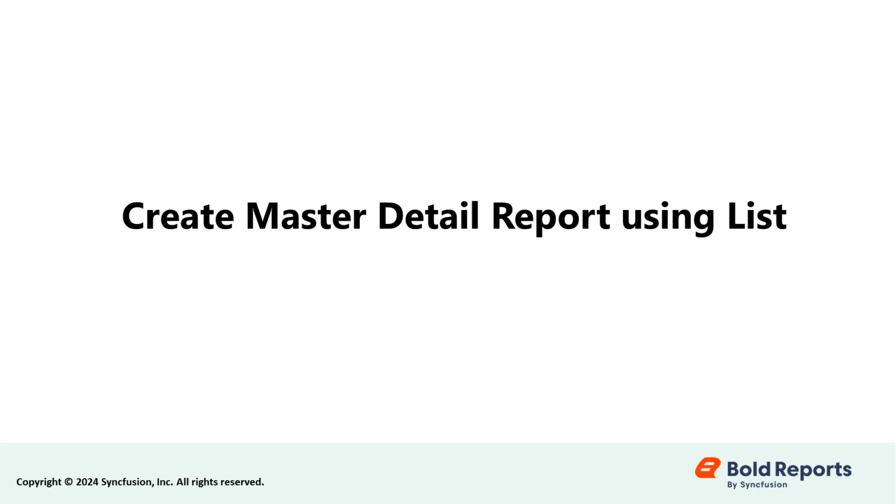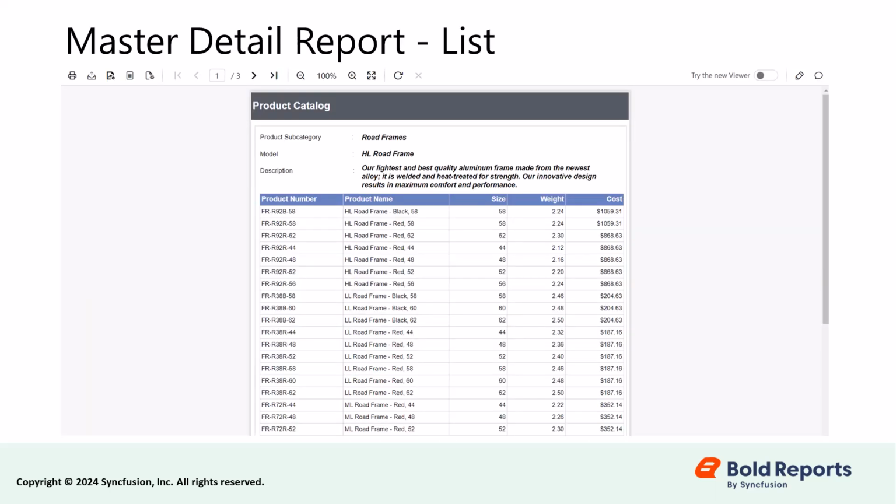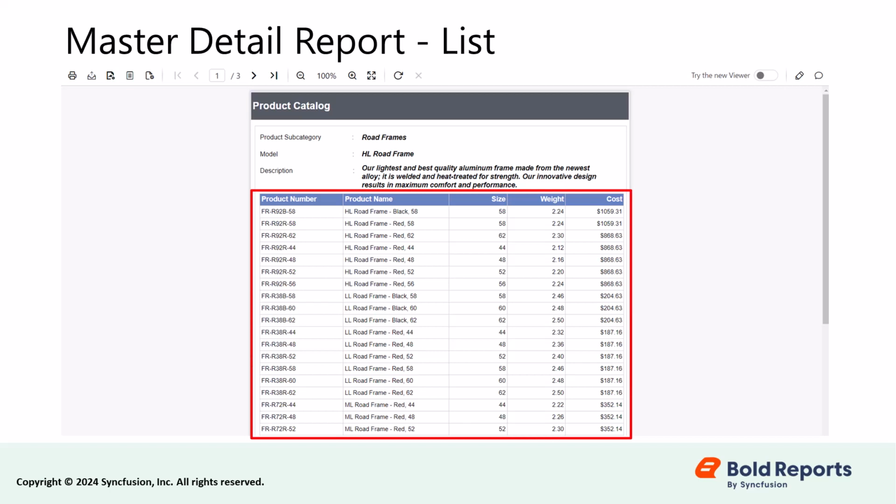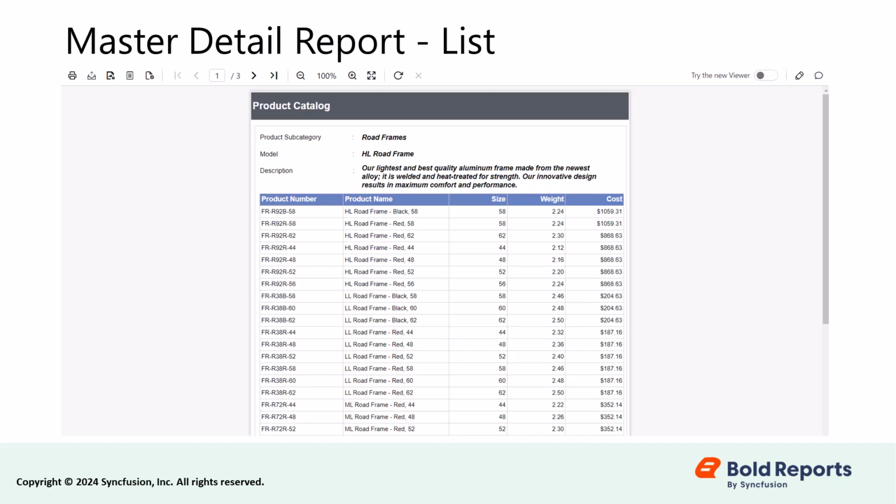In this tutorial, I will show you the steps to create a master details report using a list. The master details report displays data in two parts, master and details. The master part displays the overview, and the details part displays detailed information for the master. In this video, I will show you the steps to create a master list that displays product subcategory, product model, and description, and a detail part that displays the product details in the details table.